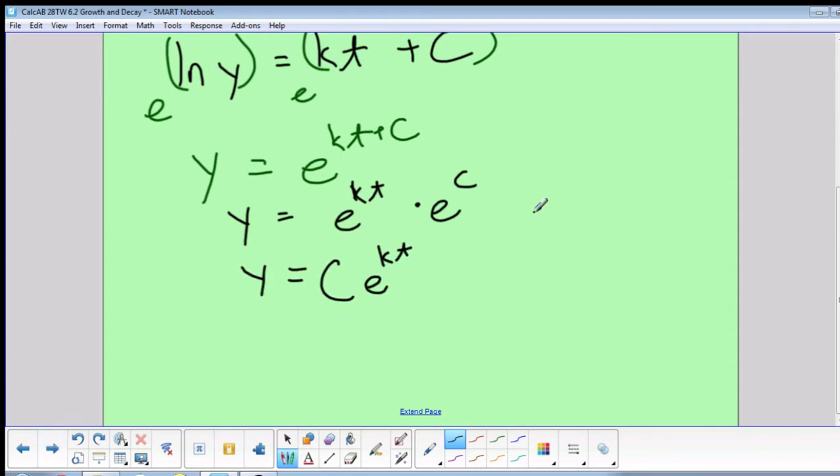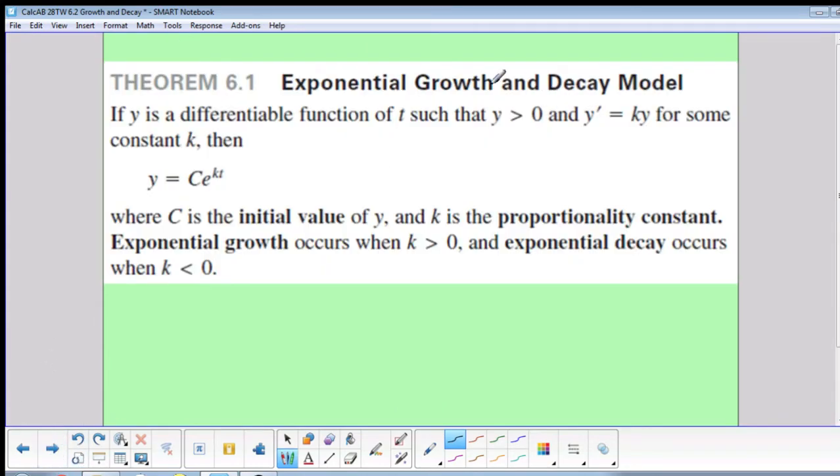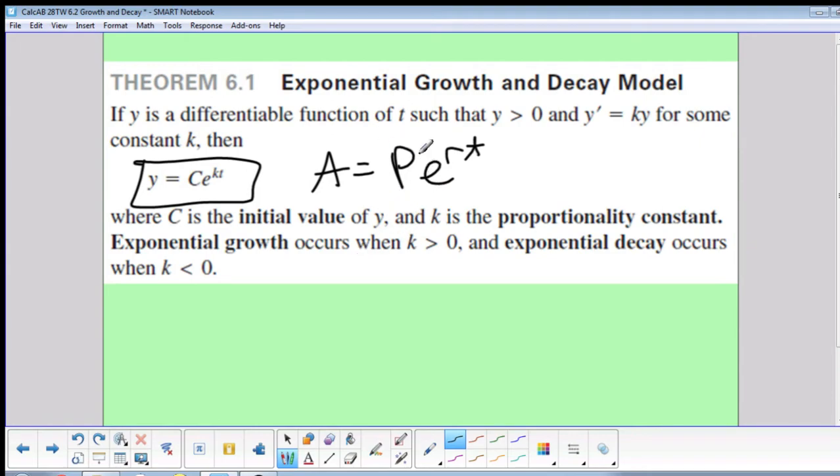And if you're familiar with this, this might have been your exponential growth and decay. You might have seen a formula similar like this. In fact, this is our exponential growth and decay model. This is kind of the calculus way of saying this. You might have seen this as interest rate type problems. Sometimes it's amount equals your principal times e to the rt. This was continuously compounding interest. It's the same kind of principle right here. So c is your initial value, and then k is just some constant that controls the proportionality.